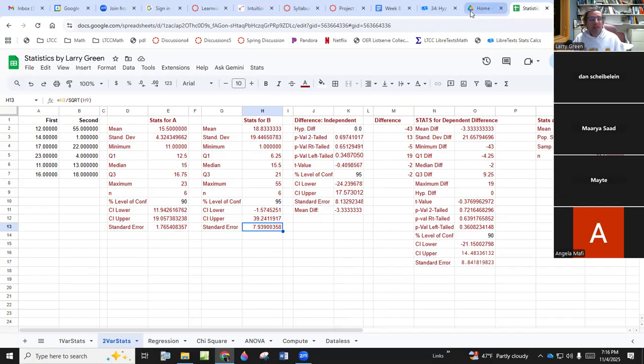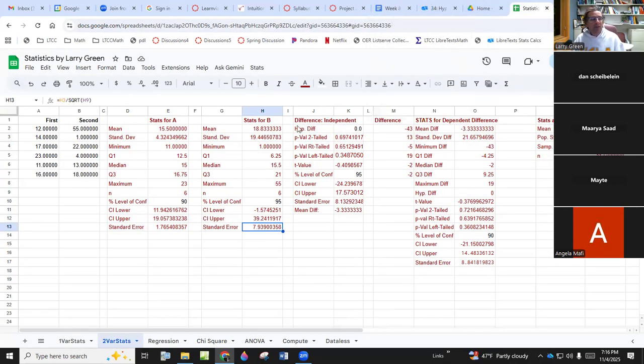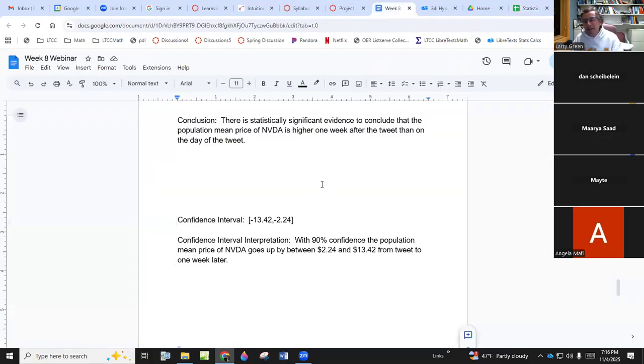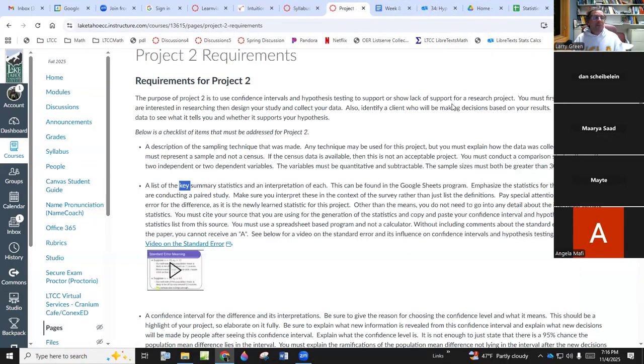Let me go back. By the way, it's an absolute requirement to use a spreadsheet. If you saved it for project one, you should still have it. You don't even have to redo anything. You just click on it again, and make sure you click on the second tab for the two variable.